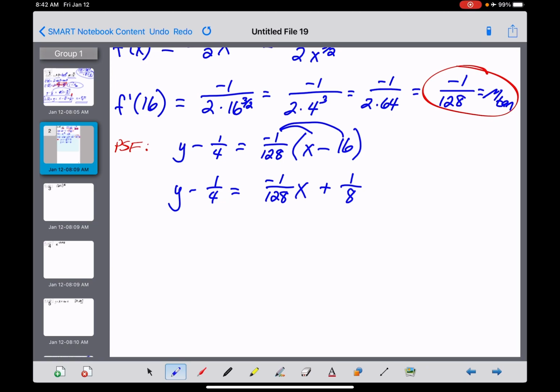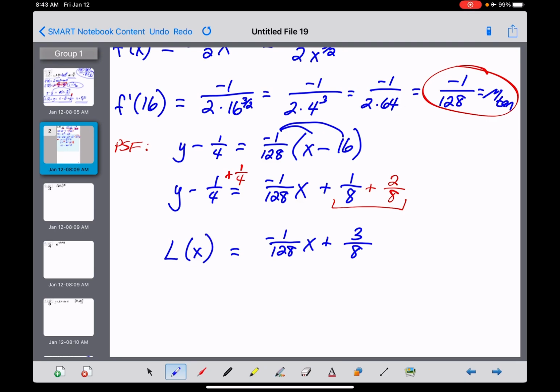And now we'll add that 1/4 on both sides right there. And I don't usually show this, but I'm going to here because what I'm actually going to add here is 2/8. Same thing as 1/4, but now I have my common denominator. So we're going to end up with y is equal to negative 1/128x and then plus a 3/8 at the end of all that. But instead of a y, because we're doing linearization, I'll go ahead and call that L of x.